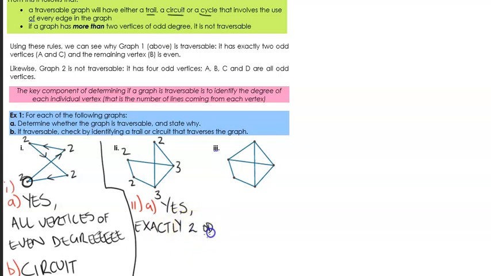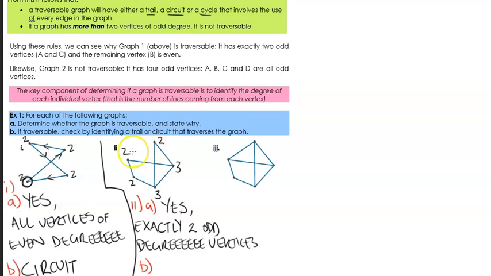Okay, so yes, exactly 2 odd degree vertices. And in this case here, with B, we're going to state whether it is a trail or a circuit.